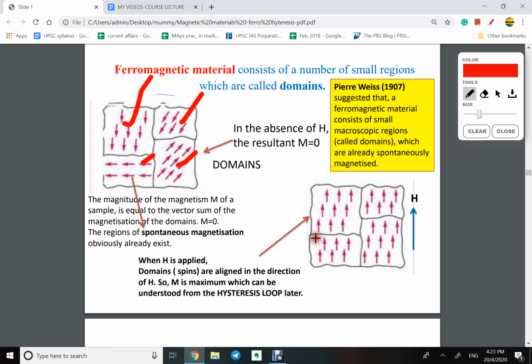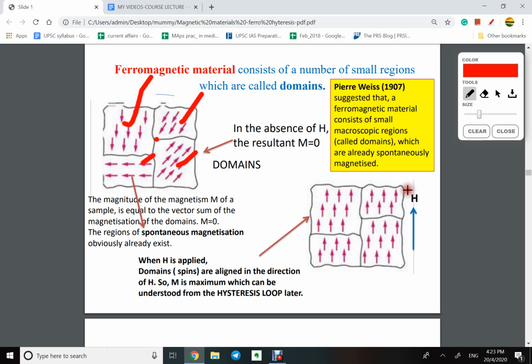Now if you apply the magnetic field to these domains, what happens? So here the magnetic field is applied externally. H is the magnetic field. When H is applied, spins are aligned in the direction of H. Now look at this, all the spins are in the same direction.